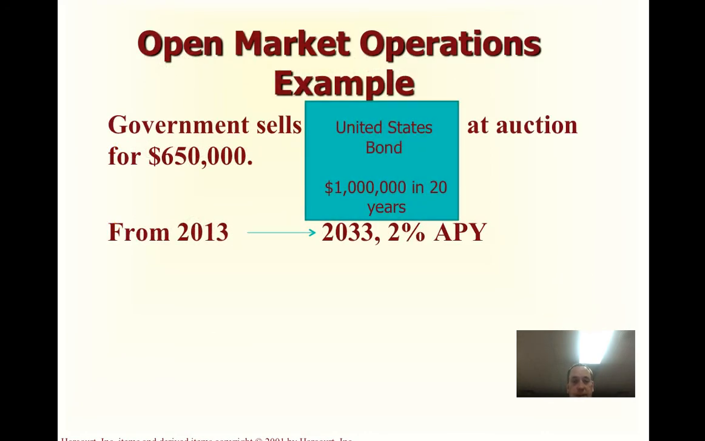So as an example, let's say the government sells this $1 million bond. This is a fancy piece of paper here, and they auction it off for $650,000. In this situation, a 10-year note, a 20-year note, all right? So something you buy today, and then in 20 years is worth $1 million, today would go for about $650,000. That equals 2% annual percentage yield. So in other words, that $650,000 is going up 2% per year when you buy it at that price. So that's what open market operations is. It's the buying and selling of these government bonds.